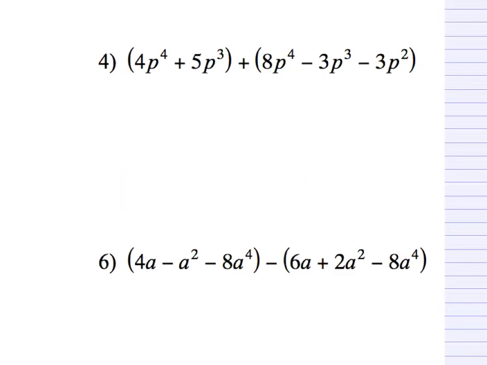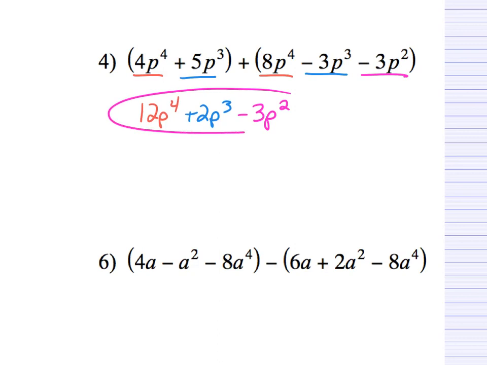All right, number 4, I'm going to work this one a little bit quicker because I went slower on the first ones to explain it, but we have a binomial plus a trinomial. Whenever it's adding, we can pretend the parentheses aren't even there. We can just combine like terms. So I have 4p to the 4th, 8p to the 4th gives me 12p to the 4th. 5p to the 3rd and negative 3p to the 3rd gives me 2p to the 3rd. And then finally, negative 3p squared, there's nothing to combine with it, so I'll bring it straight down. And here's my answer.